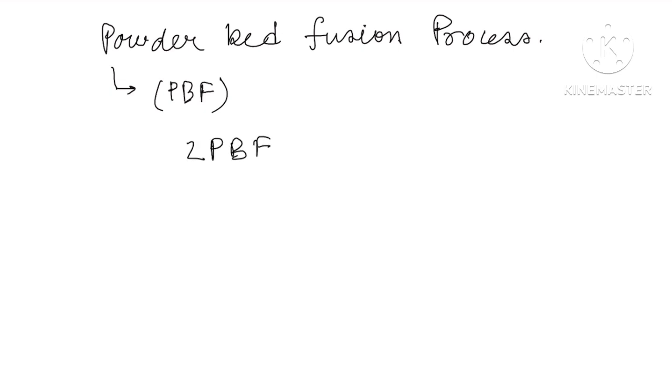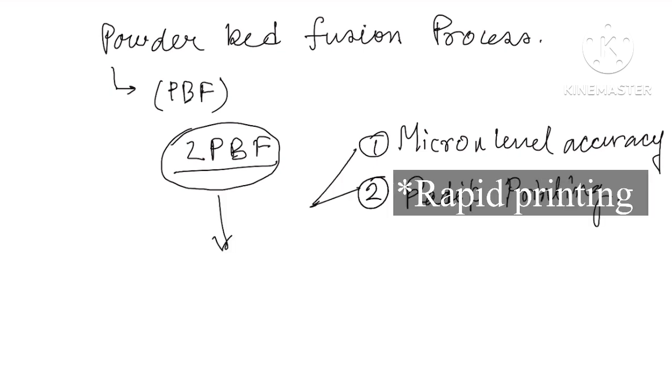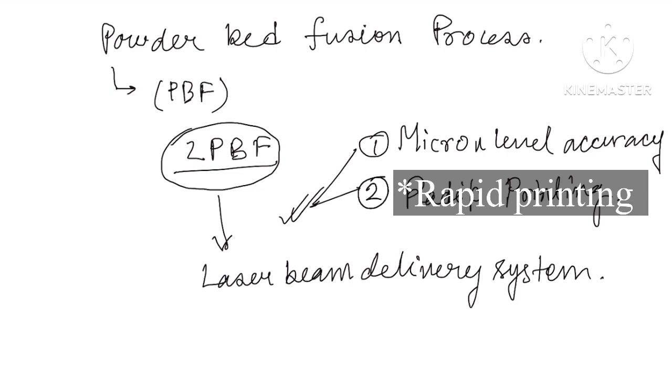First of all, we need to know why we are focusing on this LPBF process, because of its advantages. First one is micron level accuracy and second one is rapid printing. This LPBF process has a very crucial component, that is the laser beam delivery system. This laser beam delivery system is responsible for these two advantages, micron level accuracy and rapid printing. How? Because of its components. So let's discuss the components of the laser beam delivery system in today's video. So let's start today's video.